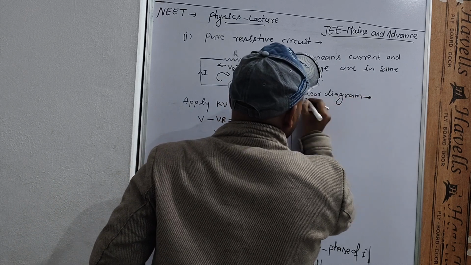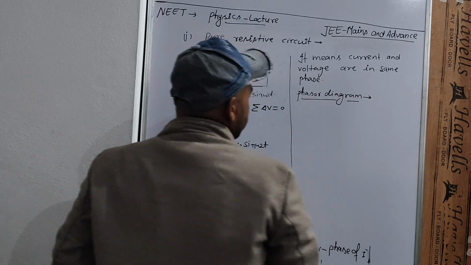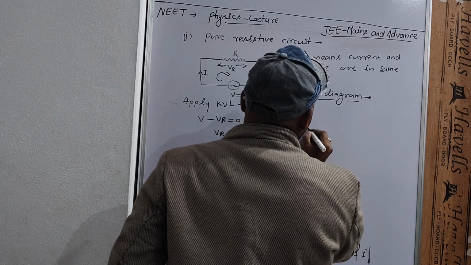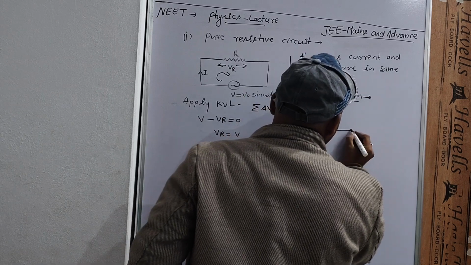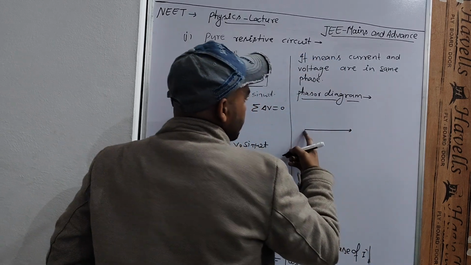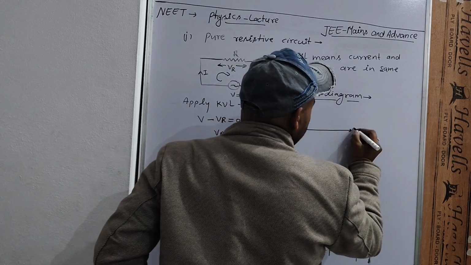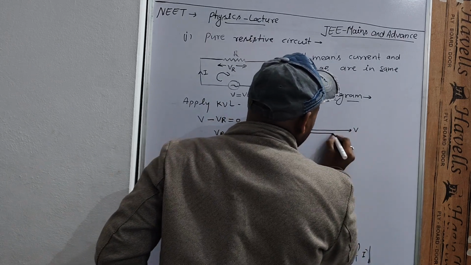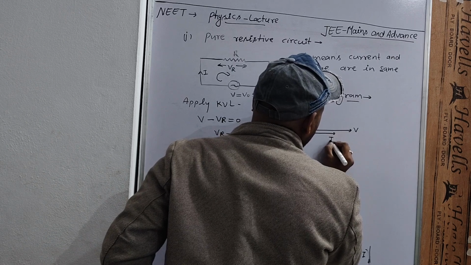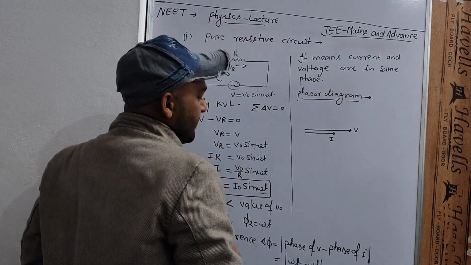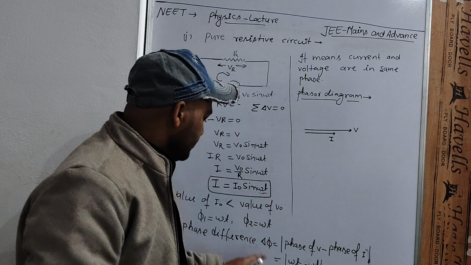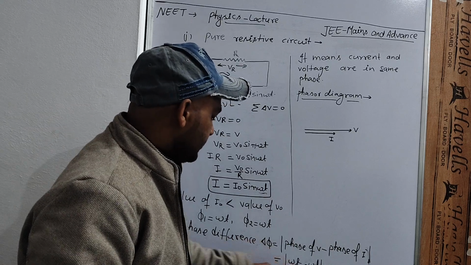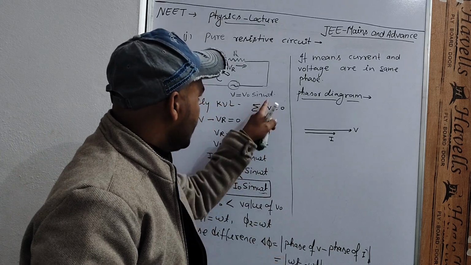Phasor diagram. Suppose this shows the voltage V, then current is also along it, which is I, and both have phase difference 0 and having same phase omega t and omega t.